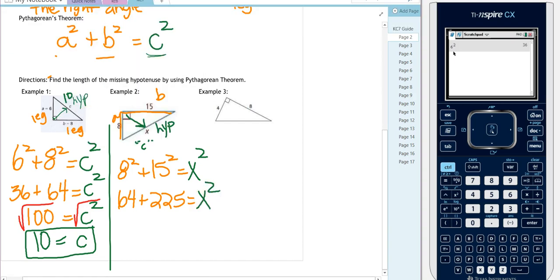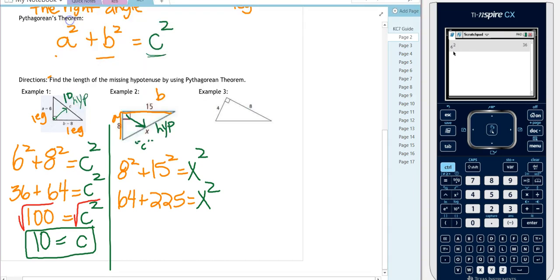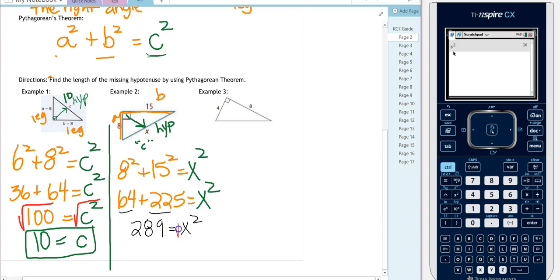64 plus 225. Probably going to go ahead and stop combining my colors here. So 64 plus 225, adding these two together, I get 289, equals x squared. I want to take the square root because I'm solving for x, so I'm going to take the square root of both sides. So therefore 17 equals x. That is my hypotenuse here.